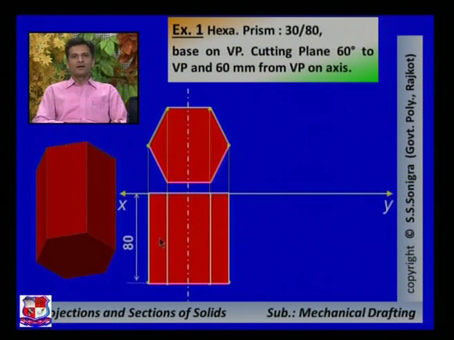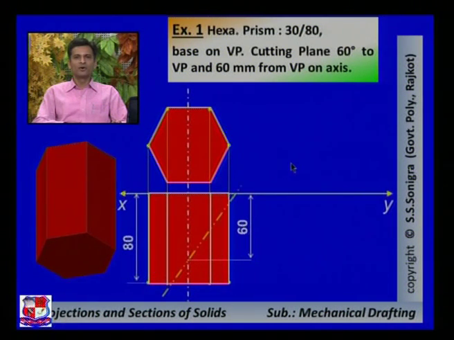Now it is given that the cutting plane is at a distance of 60 mm on the axis. So from this vertical plane, at a distance of 60 mm on this axis, mark a point over here, and from this point draw a line which makes an angle of 60 degrees with the XY line like this. So this is the cutting plane line and this is the position of the cutting plane on the axis.